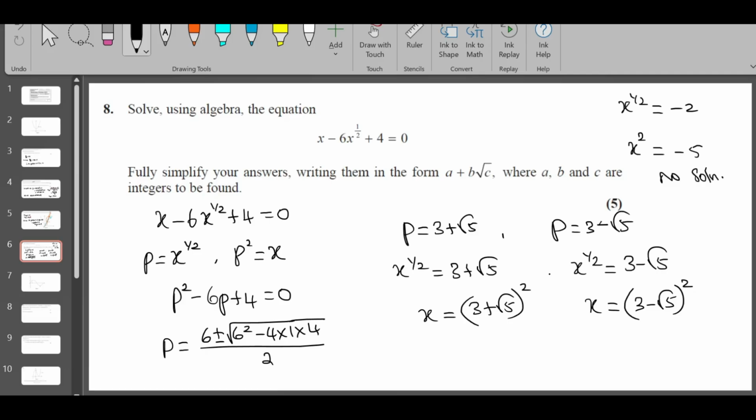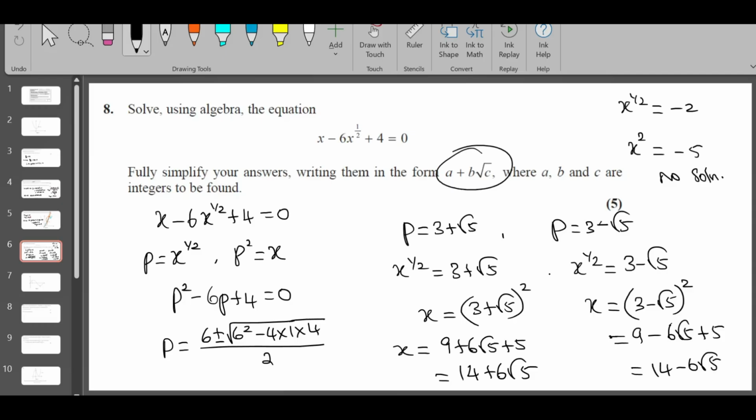In this case both are positive, so square it, you will get a square plus 2ab plus b square, square root of 5 whole square. A square minus 2ab plus b square. So you will get 14 plus 6 root 5, 14 minus 6 root 5. So the answer is in this format.